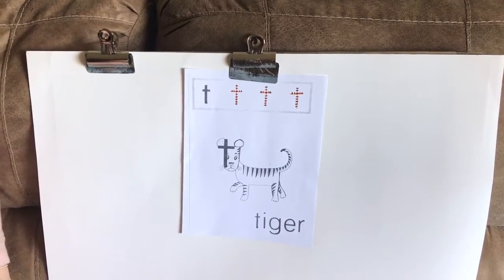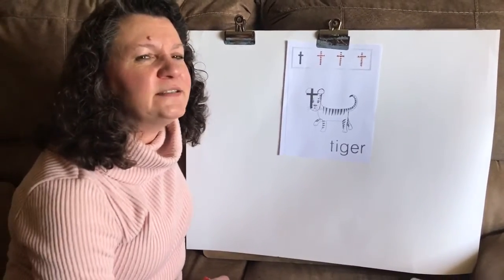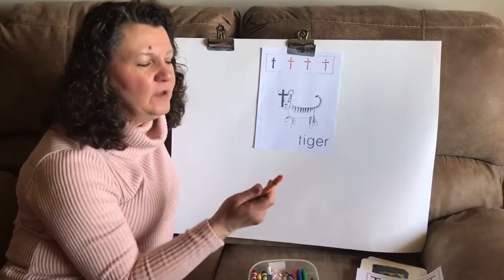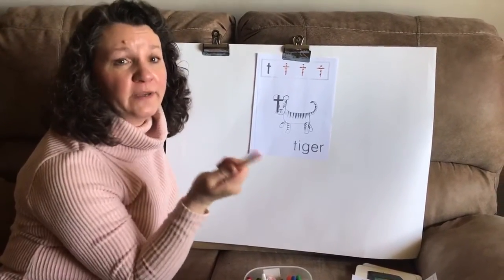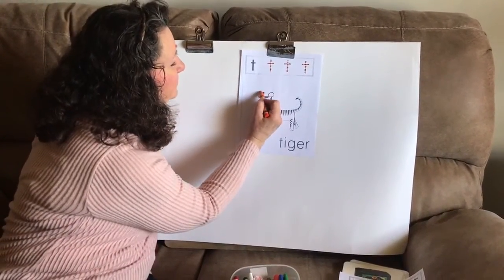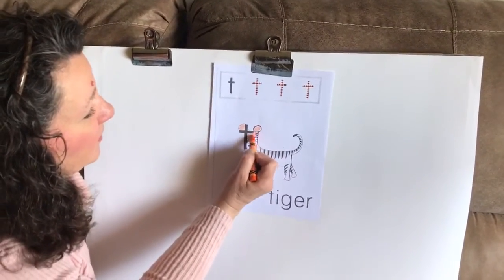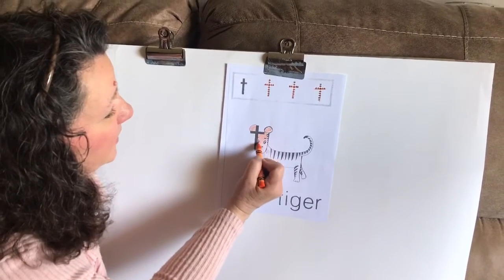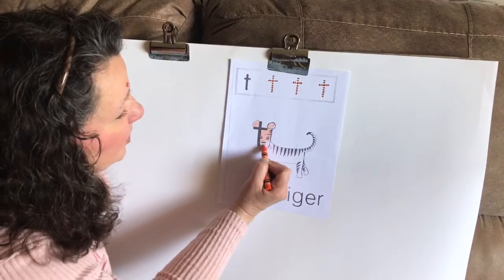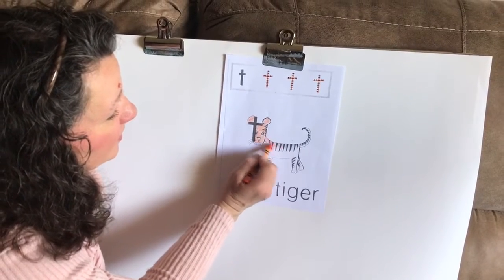Do you know what color tigers would be? Would a tiger be green? No, I don't think so. How about purple? Would a tiger be purple? Now, orange is a pretty good color for a tiger. They're usually orange with black stripes. So I'm going to use my orange crayon, and I'm going to color in my tiger. You see all these little stripes here are black. So we'll color our tiger.